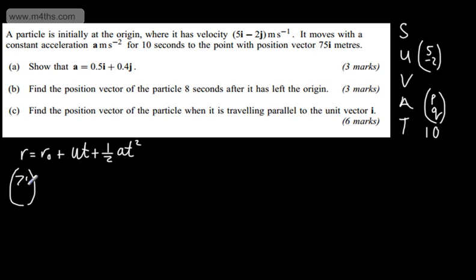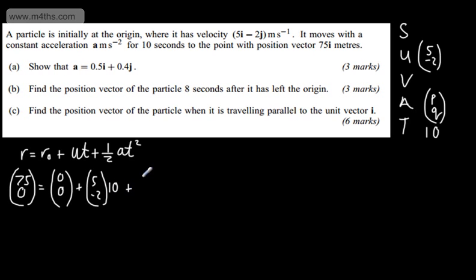So 75i is 75. Where did we start? Well, we started at the origin, which you can omit. I'm just going to put it in, the only reason being so I don't forget it in later questions. Often students forget to put it in, as it's not in s is equal to ut plus 1/2 at squared. So now what we're going to do is look at ut. So that's going to be (5, -2) multiplied by t, which is 10.